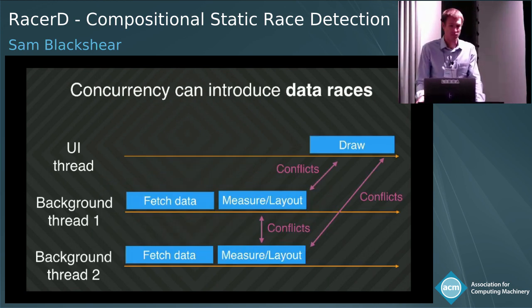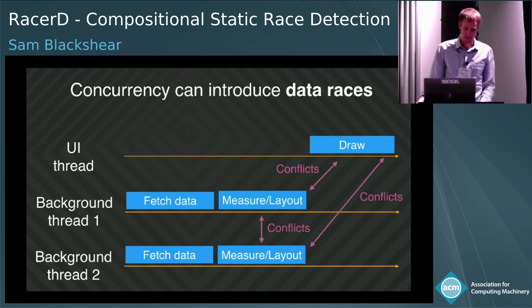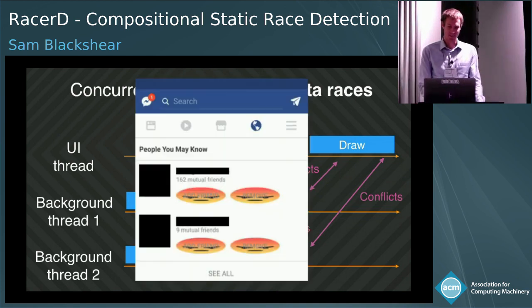So in the specific case of Litho, the problem is that this measure layout step previously ran sequentially on the UI thread, so it couldn't conflict with other measure layout steps or with the draw operation. But now that it's running on background threads, it can run in parallel with other measure layout steps and also with the draw operation. So all these things are potential conflicts, and if there's a data race, then you can end up getting something like this, which is probably not what you want from a user perspective.